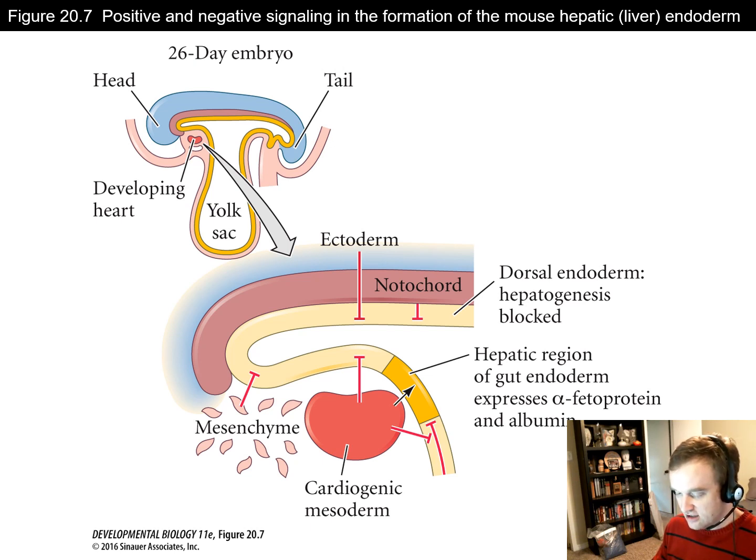As you can see here, the ectoderm and the notochord are repressing the genes that would allow for liver formation. The cardiogenic mesoderm, likely through FGF1 or FGF2, promotes liver-specific gene transcription by blocking the inhibitory factors that the ectoderm and the notochord were sending out. And so this will allow those genes to be expressed and allow for this region right here of the endoderm near the cardiac tissue to eventually develop into liver tissue.